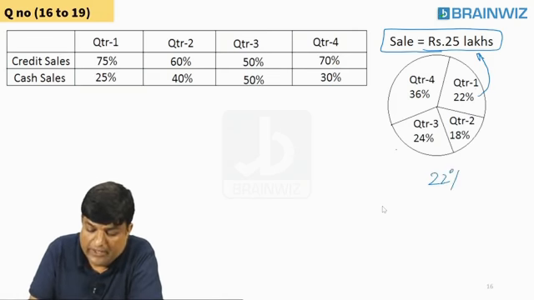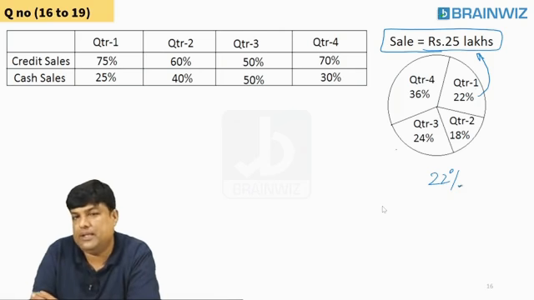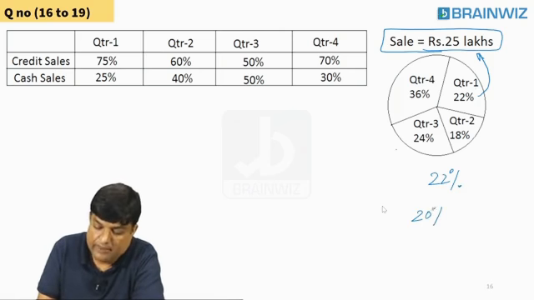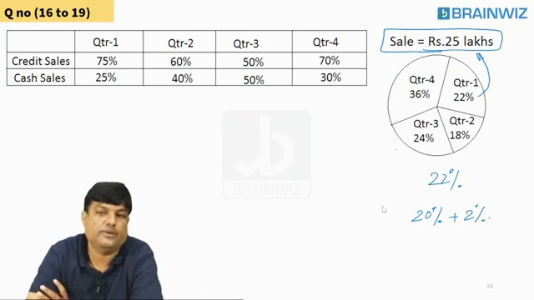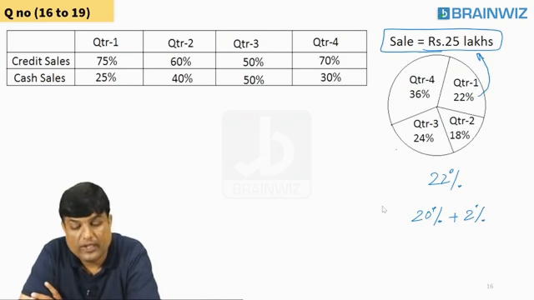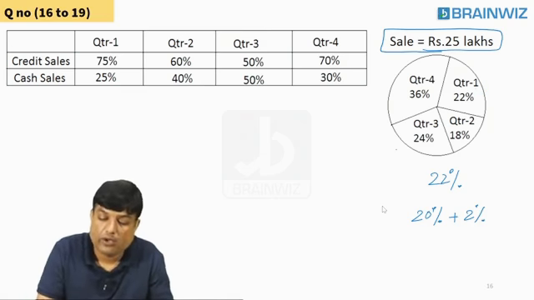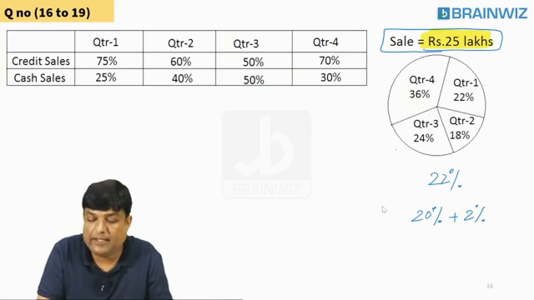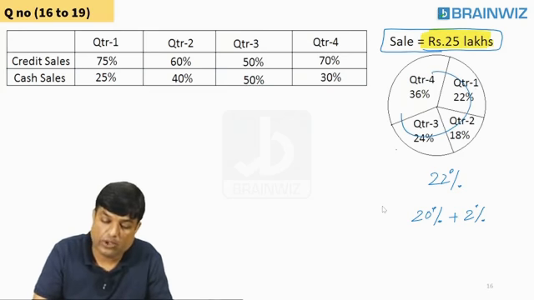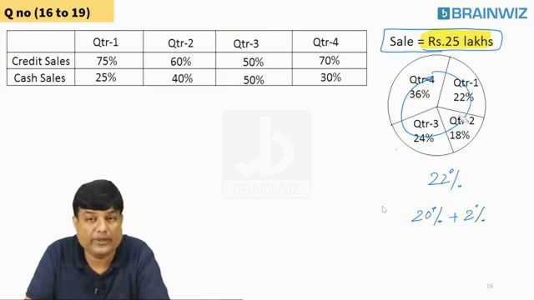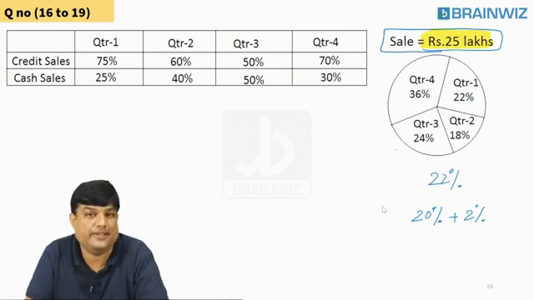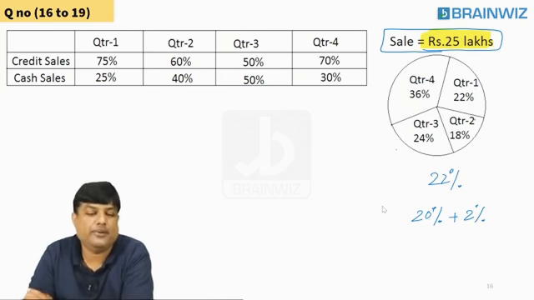22%. Do you have any idea how to calculate 22%? Simple, in our brain: 20% plus 2% is 22%. Following, everybody? So tell me, who is this 25 lakhs acting like? This 25 lakhs is acting like the total percent. How much percent, guys, as I told you in the previous pie chart? 100%. So this 25 lakhs is 100%.